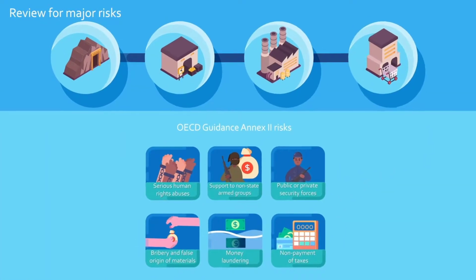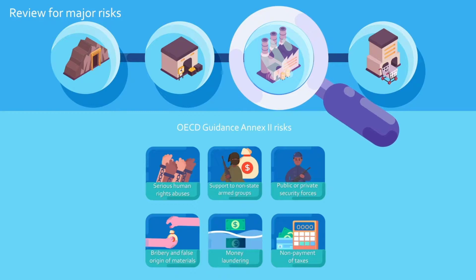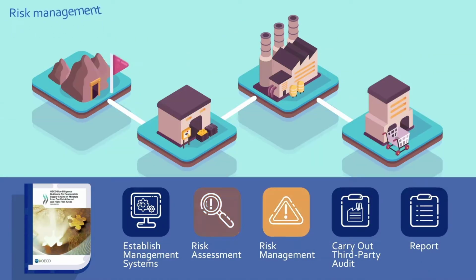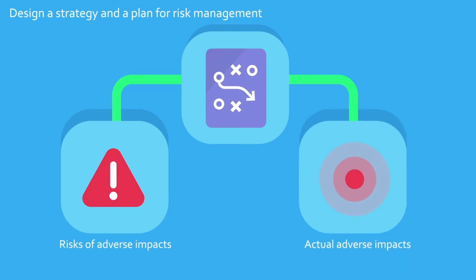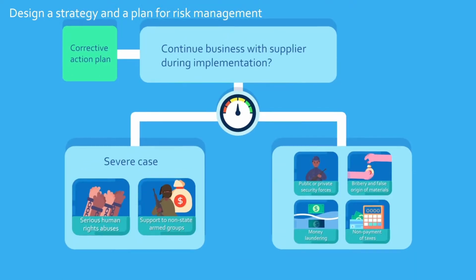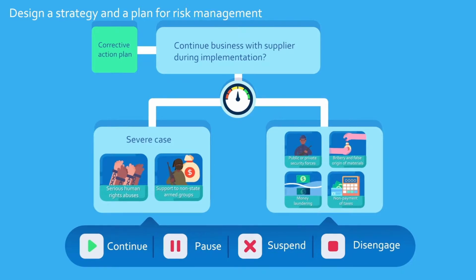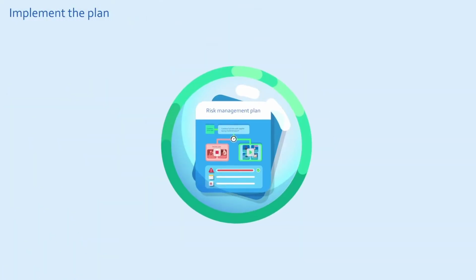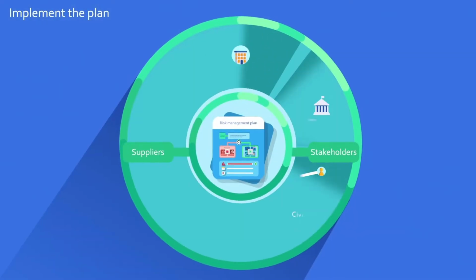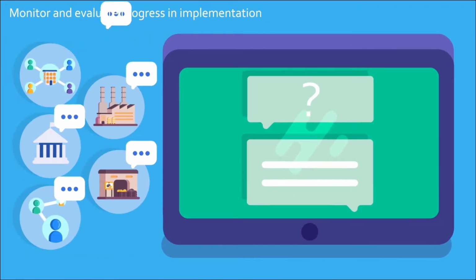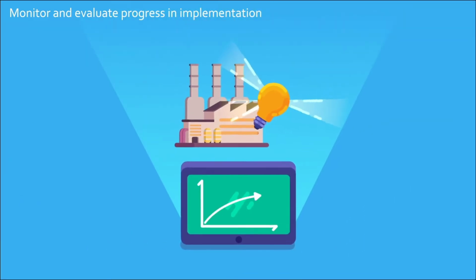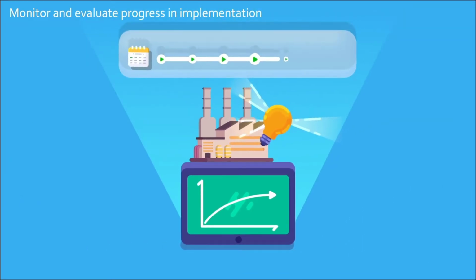Review the information you gather to find out if there are major risks or adverse impacts present in your supply chain. If so, take steps to mitigate them. Design a strategy to respond to the risks or impacts. Based on the type of risks, decide whether to continue business during mitigation. Then implement your risk management plan. Engage with relevant stakeholders and hold suppliers accountable for improvements. Monitor key indicators and gather stakeholder feedback to see if significant, measurable progress is being made, and adjust plans accordingly.